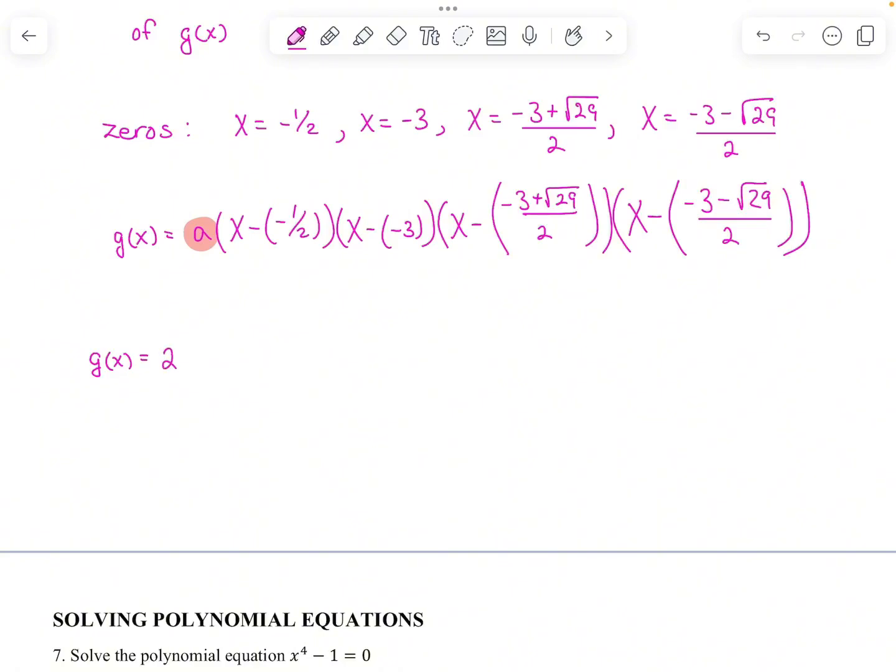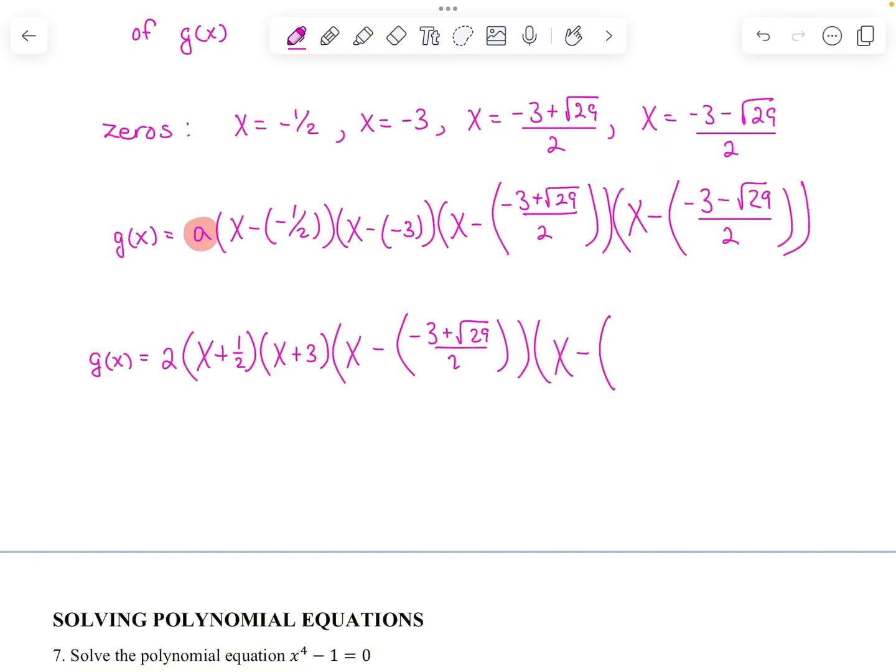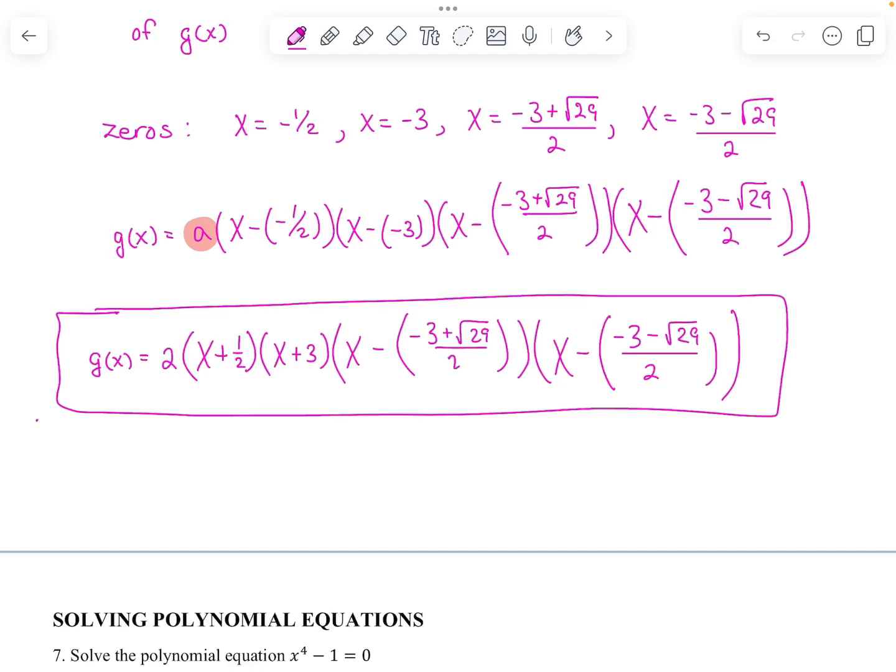So we have g of x is equal to 2 times x plus 1/2 times x plus 3 times x minus (-3 plus the square root of 29) divided by 2 times x minus (-3 minus the square root of 29) divided by 2. And we are done.